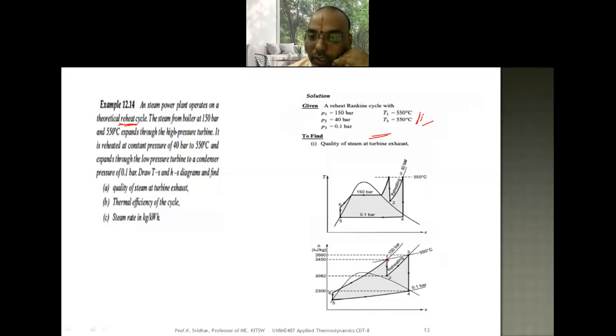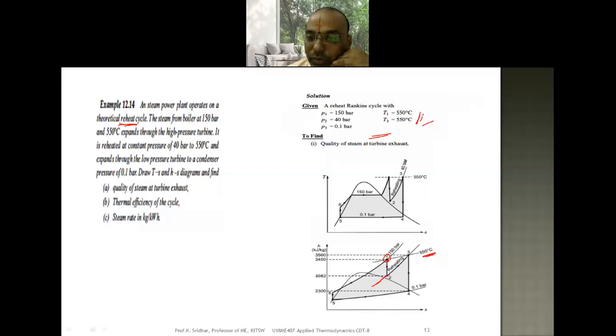So find out the 150 bar. And similarly, the temperature is also given as 550 degrees centigrade. So locate point number 1. Then from point number 1, draw an isentropic line.